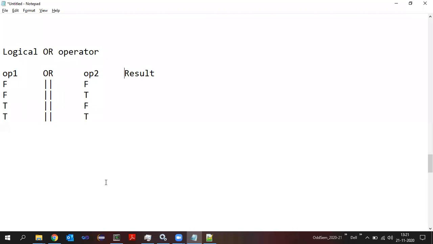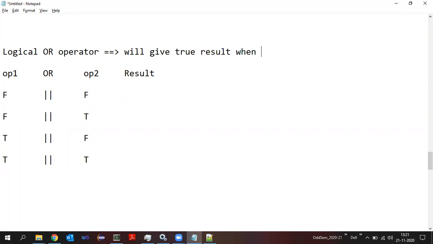Now let me put it in different lines for your understanding. Logical OR operator will give a true result when any one of its operands is true. That means, just read the statement here: logical OR operator will give the result as true when any one of its operands is true.